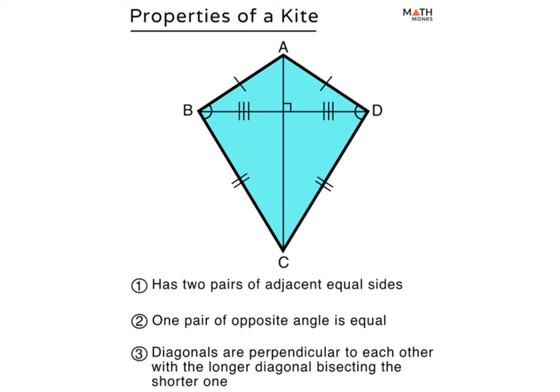Your diagonals are perpendicular to each other, with the longer diagonal bisecting the shorter one. So this diagonal bisects the shorter diagonal. And you create some congruent triangles here because these are right triangles with hypotenuse leg, so these are congruent. And so you have to start using your knowledge of congruent triangles as well. You don't have as many properties to worry about with kites, but they're a little bit different than what you're used to.